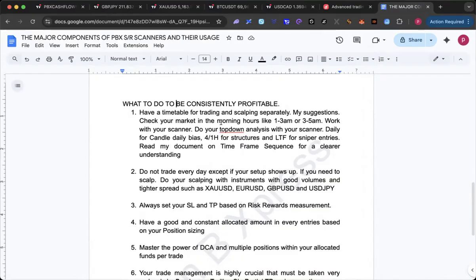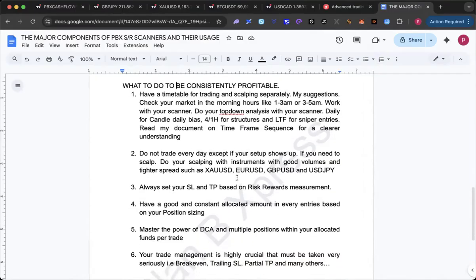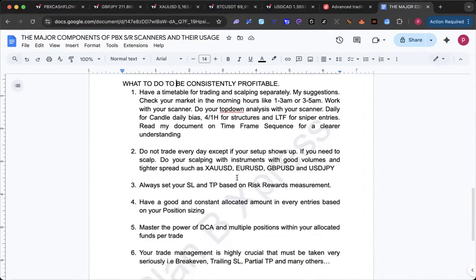Work with your scanner. Do your top-down analysis with your scanner. Daily candle for daily bias, 4 hours and 1 hour for structure, and lower time frame for sniper entries. Read my document on time frame sequence for a clearer understanding. So now, if you want to do that, you come to the chart, you open the daily candle, and then say, do not trade every day, except if your setup shows up.